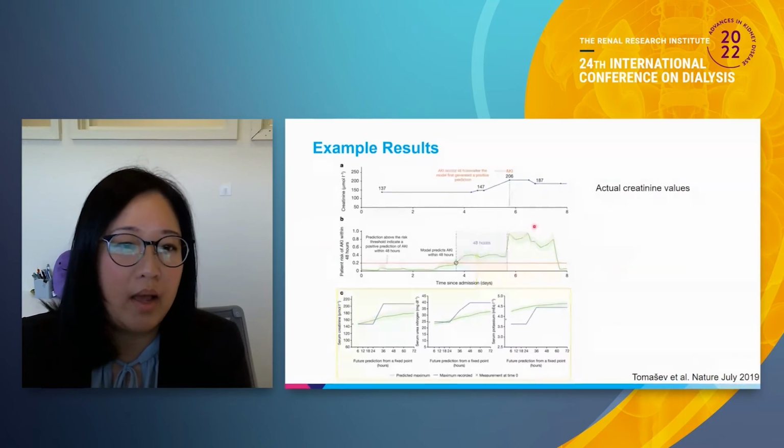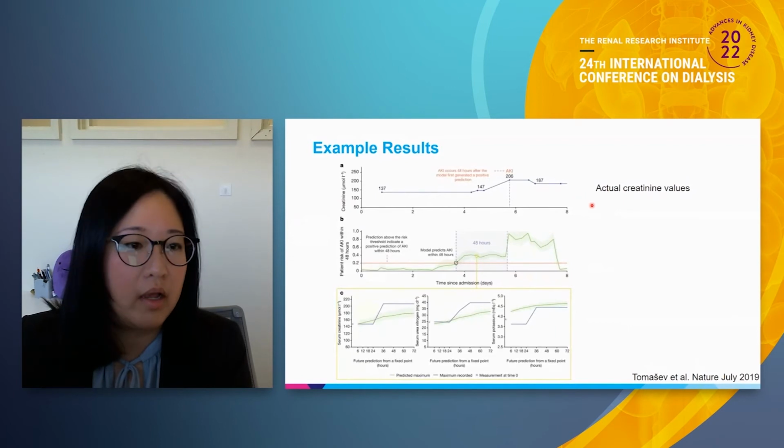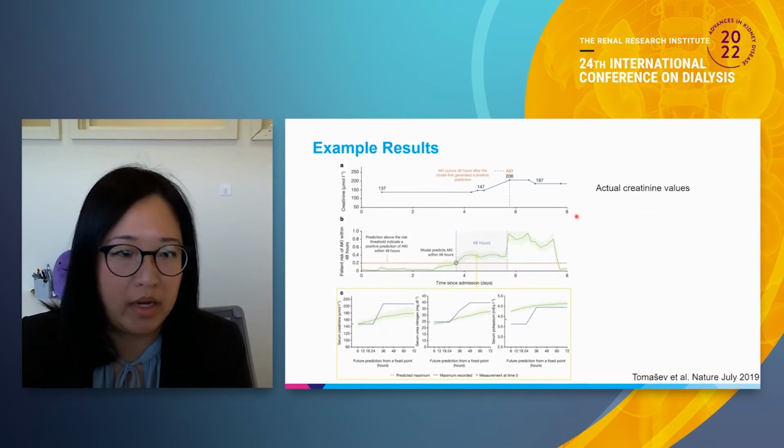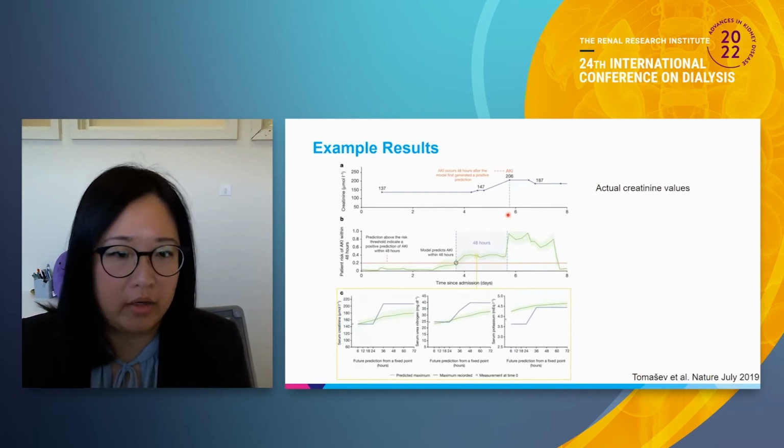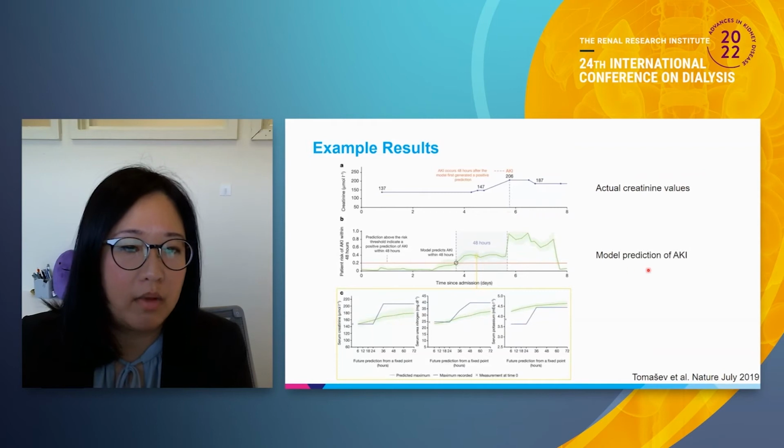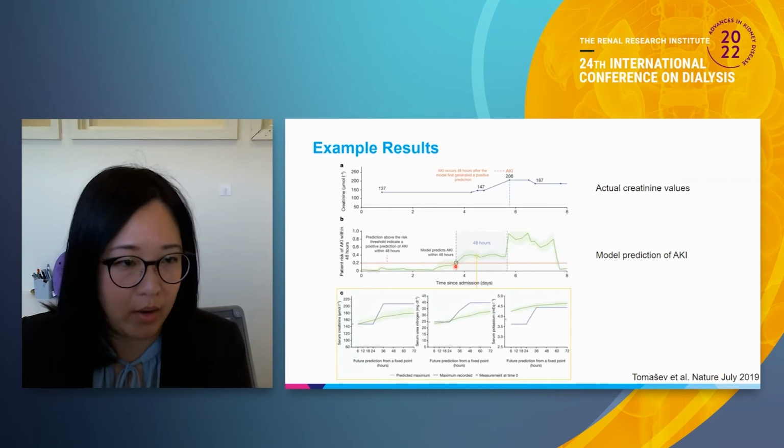So here on the top, you have the actual creatinine values of a person who is admitted from hospital day 0 to hospital day 8. And here you can see that around hospital day 5 is when the patient met AKI criteria by creatinine. Down here is the model prediction of AKI. So the green line, along with the 95% confidence intervals, shows the actual probabilities of whether or not the patient would have AKI at 48 hours.